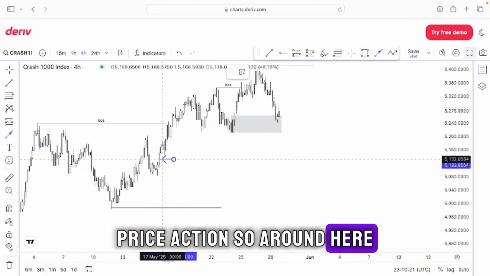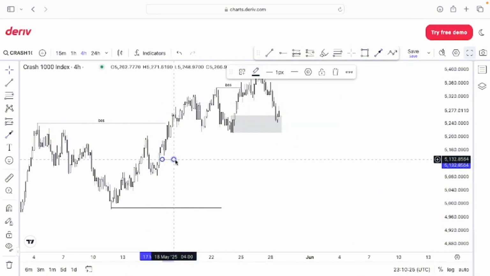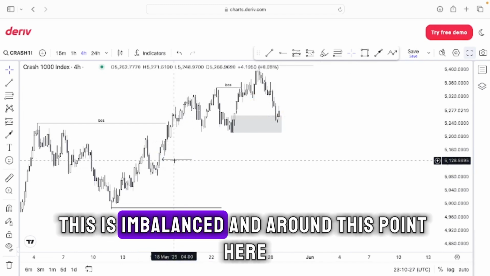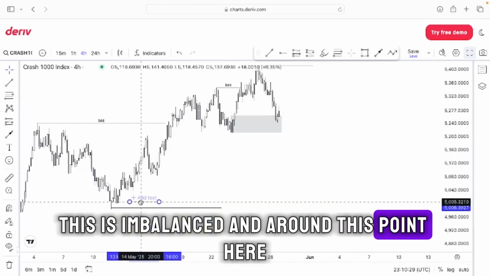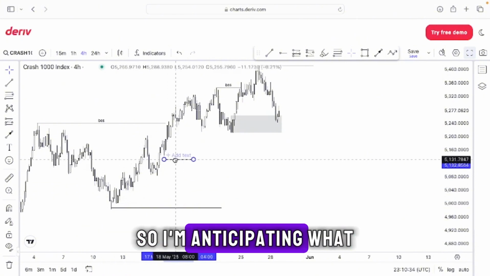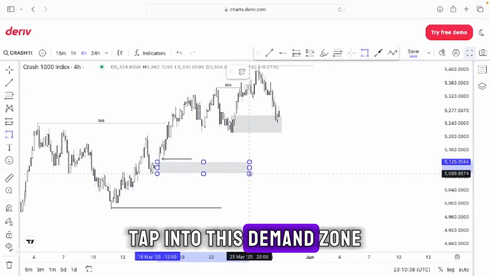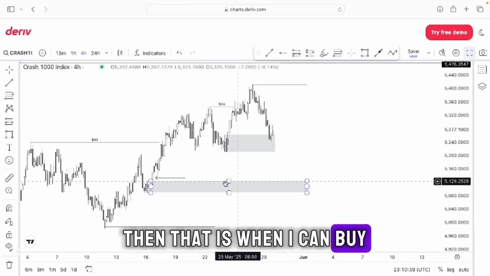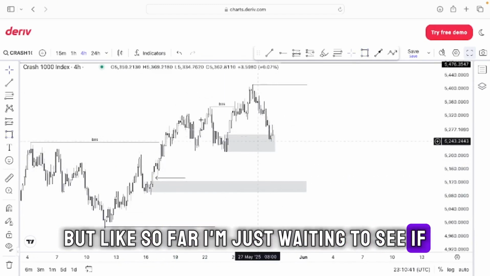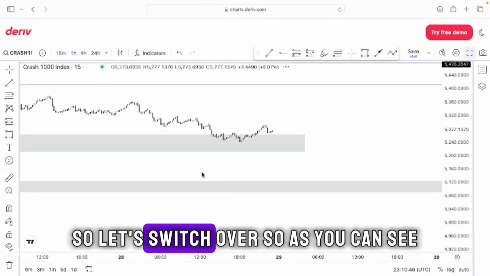So around here, this is an imbalance. Let me just do this. This is imbalanced, and around this point here, we had some relatively equal lows. So I'm anticipating for the market to fill this imbalance, tap into this demand zone, and that is when I can buy. But so far, I'm just waiting to see if there is something on the 15-minute time frame here. So let's switch over.